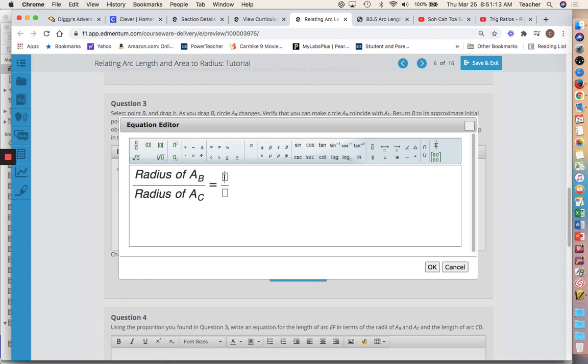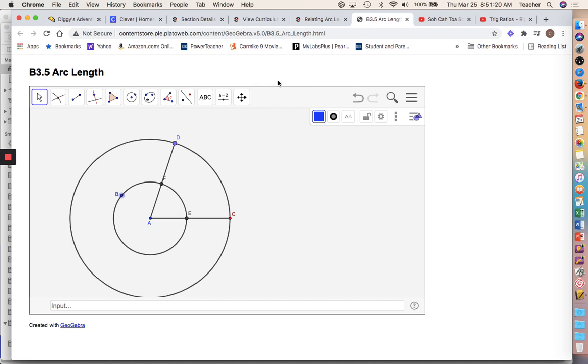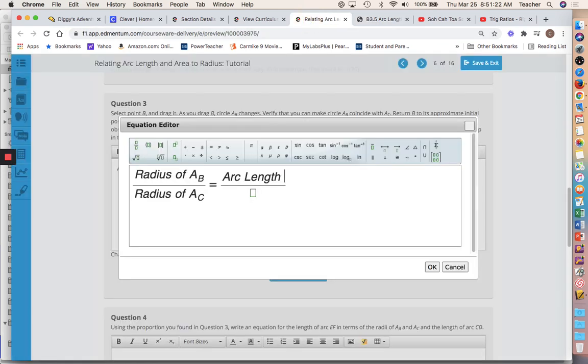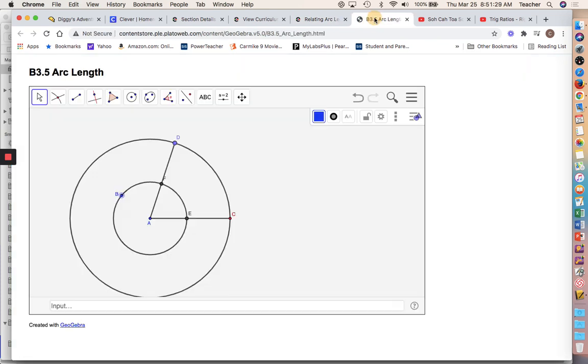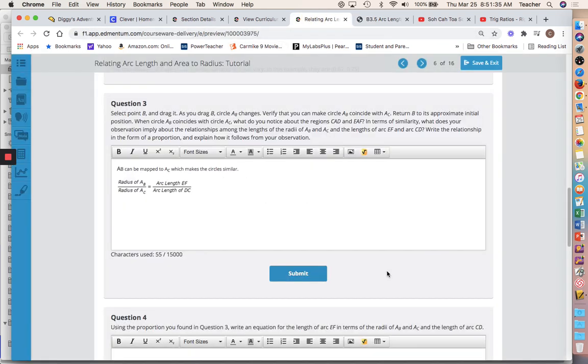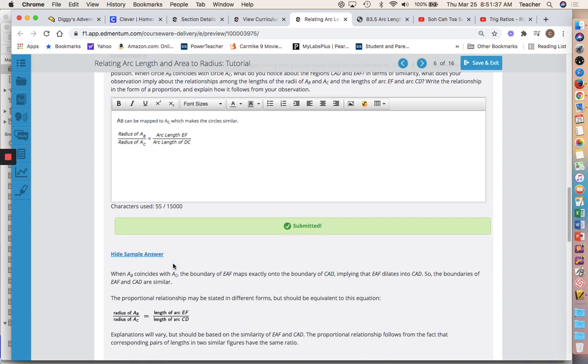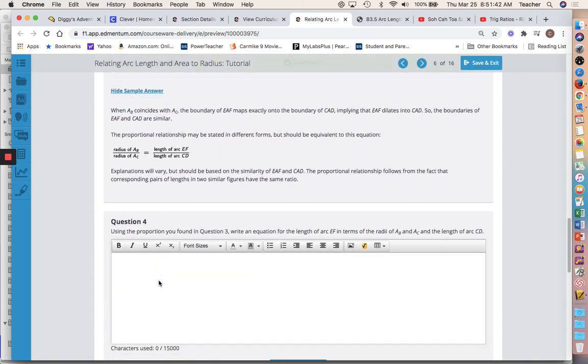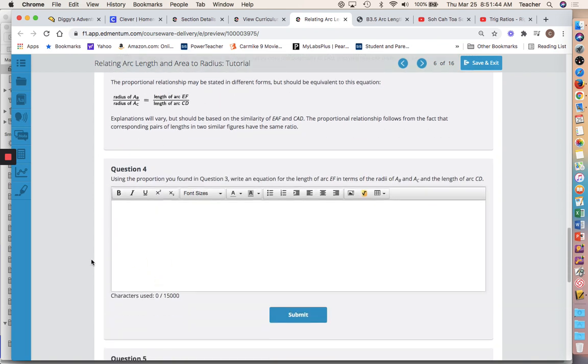All right, now arc length. And that's going to be of EF, because that's the small one. We'll go with arc length of the big one, which is DC. And I'm just going to hit OK to put that in. Let me hit that. All right, so I see where they're going with this. They're setting up the means to find their proportion or the answer.